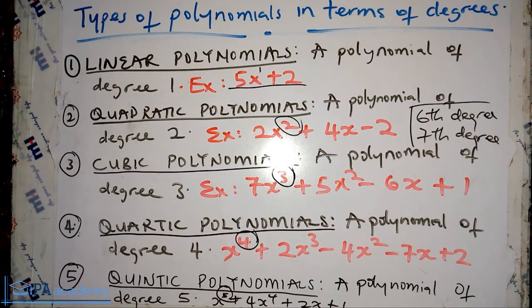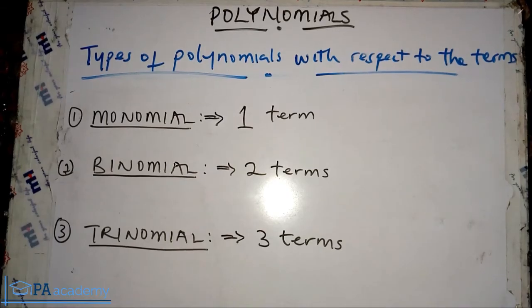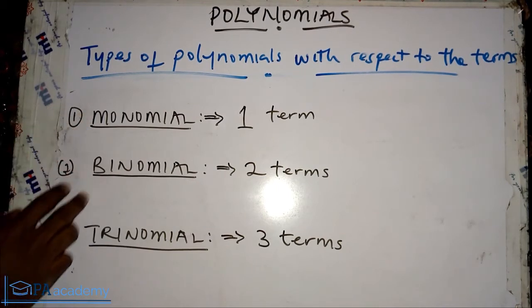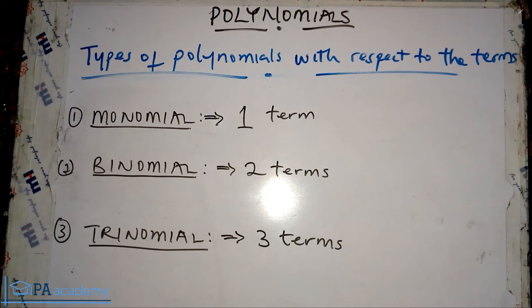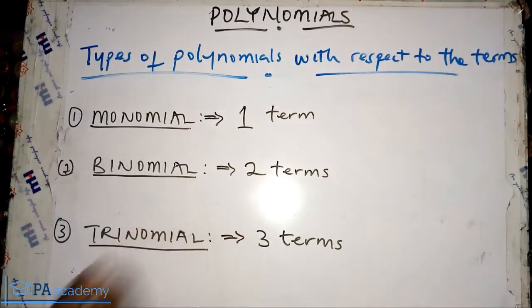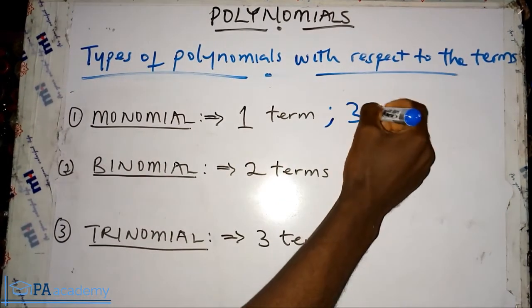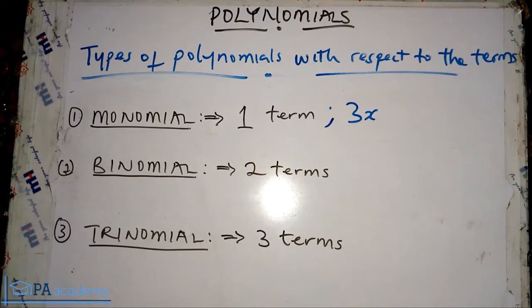So the next one we are going to be looking at is the other types of polynomial when we are looking at the terms. When we are looking at the terms, we have monomials, binomials, and then trinomials. When it's a monomial, that is one term. So we are going to be having something like, let's say 3x, just one term.